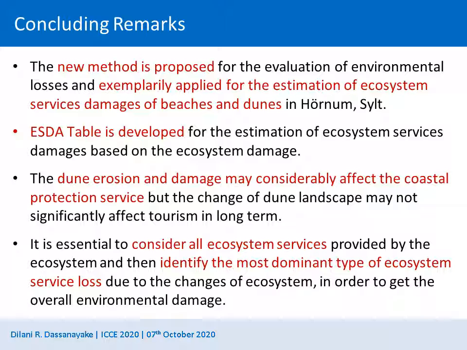In the example of beach dune ecosystem, the dune erosion and damage may considerably affect the coastal protection service, but the change of dune landscape may not significantly affect tourism in the long term. Therefore, it is essential to consider all ecosystem services provided by the ecosystem and then identify the most dominant type of ecosystem service loss due to the changes of ecosystem in order to get the overall environmental damage.